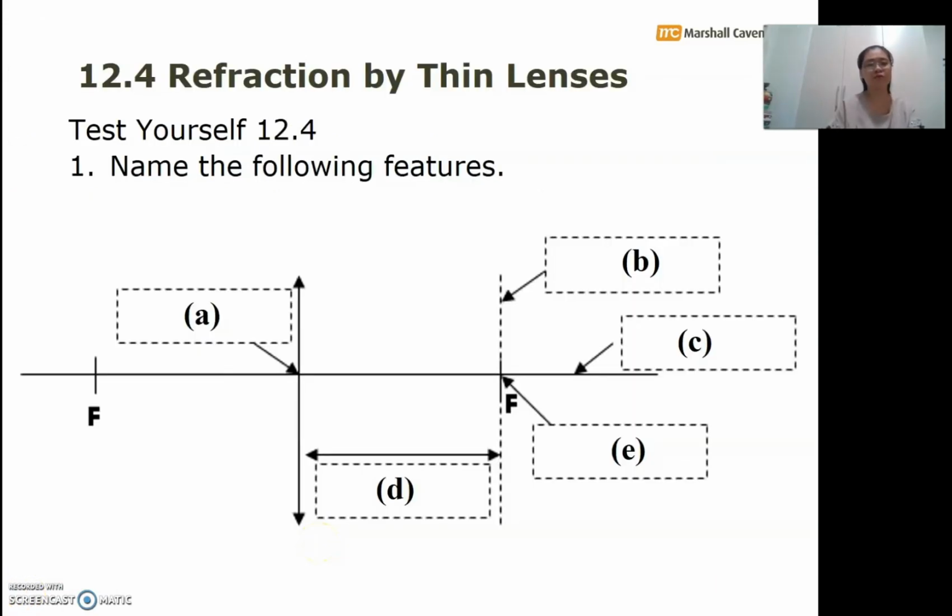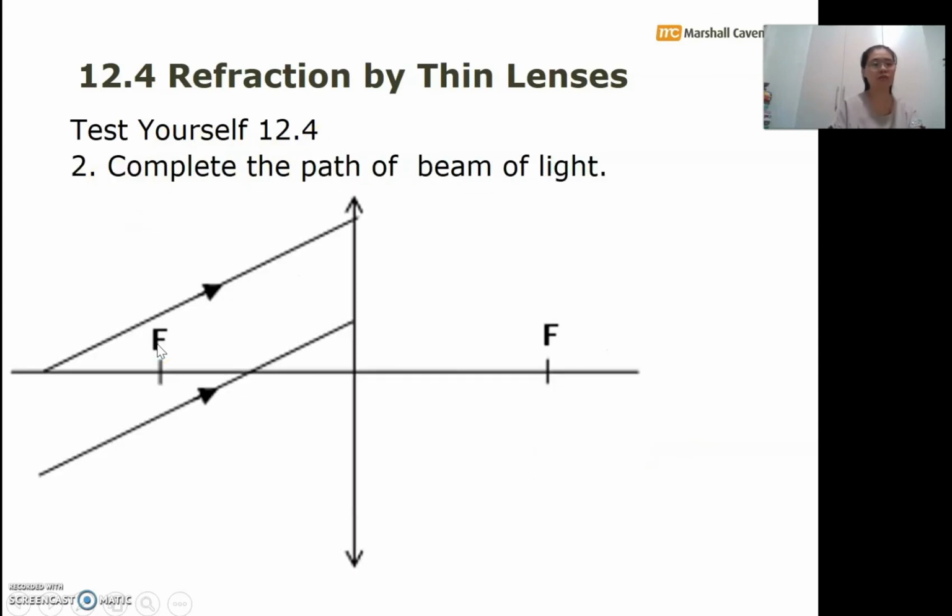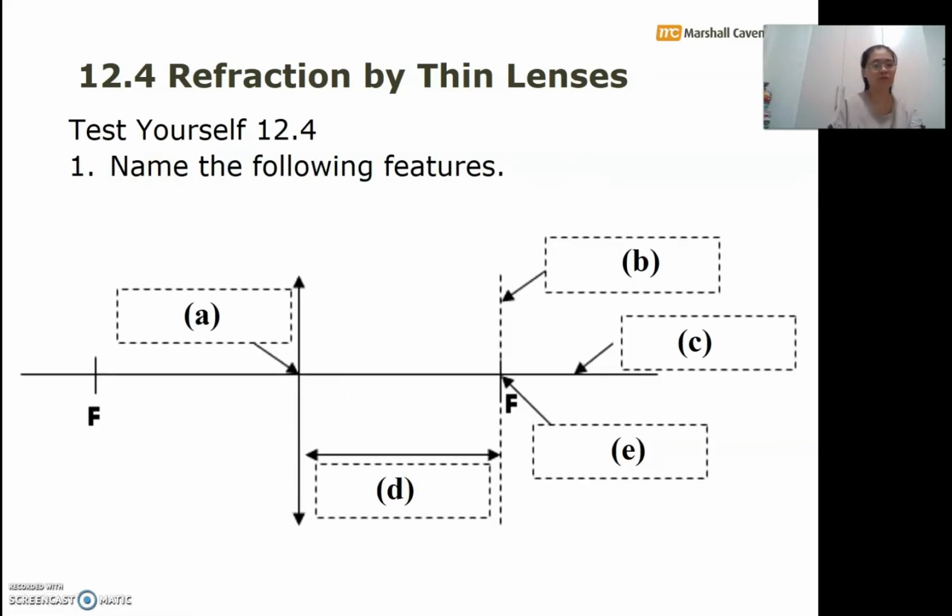Right, before we move on further, try the examples under Test Yourself 12.2 first. Question 1 on page 12 of your notes, and question 2 on page 13 of your notes. For question 1, please use the labels A, B, C, D, E as labeled here to answer your questions.